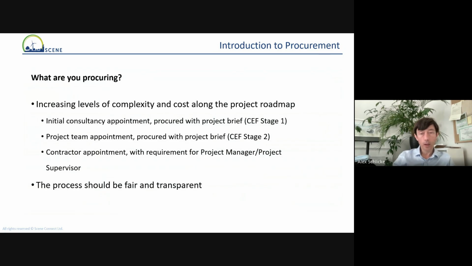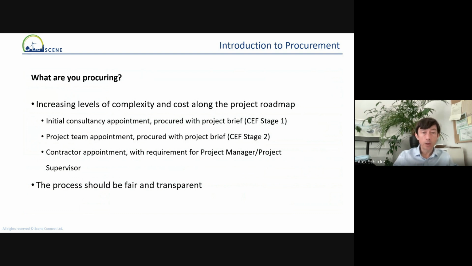There are increasing levels of complexity as you progress along a project roadmap. So you might start with a feasibility equivalent to the Community Energy Fund stage 1 of a project, where what you're procuring is a consultancy. And you might do that through writing a 3 or 4 page project brief that says, we have an idea as a community that we want to explore heat in our village. We'd like it to meet these requirements. We have this budget, and then that gets sent out to various consultants, and then they can prepare a proposal based on that.